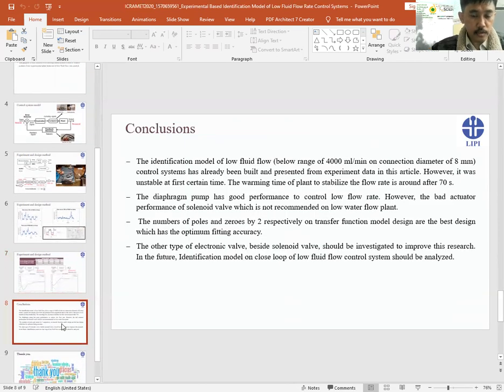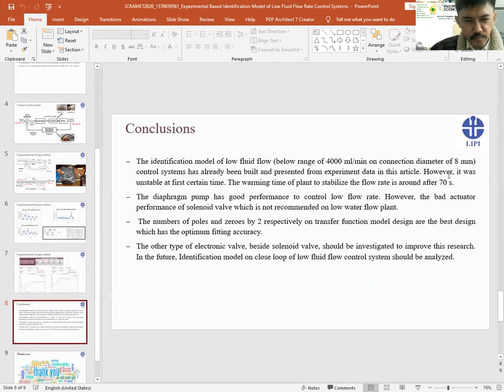Let's continue to the conclusion. So, the identification model for low flow rate, below 80,000 milliliters per minute, or we can say it is liters per minute below this, with a very small pipe diameter of 8 millimeters, is my definition of low flow rate, and it was successfully built and presented in this presentation.